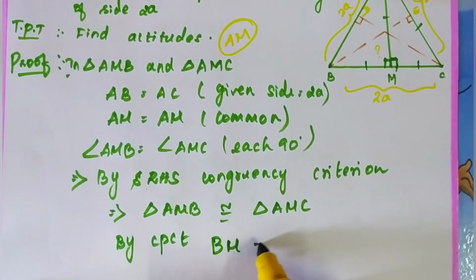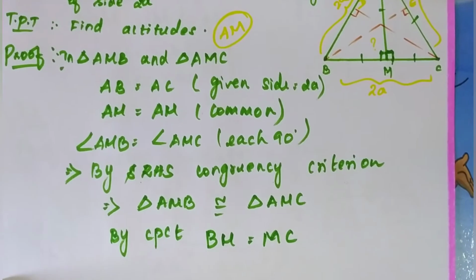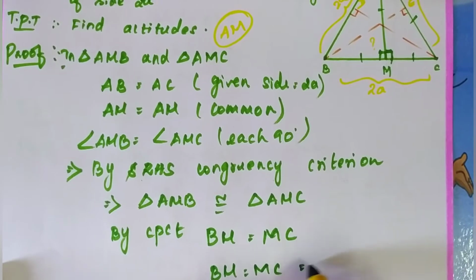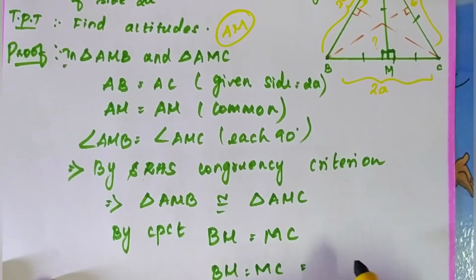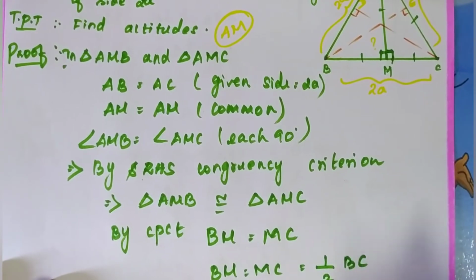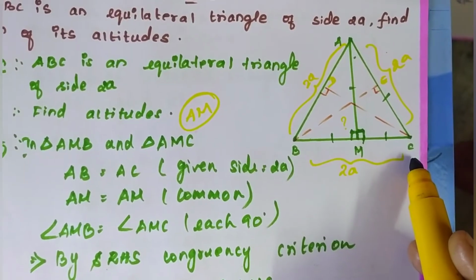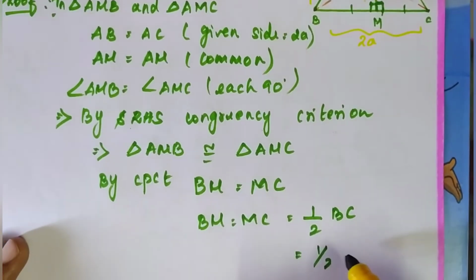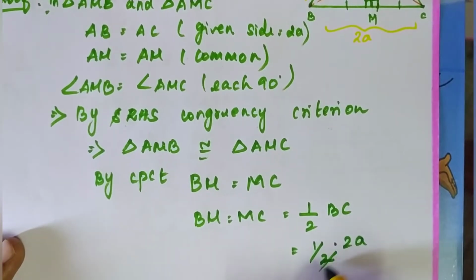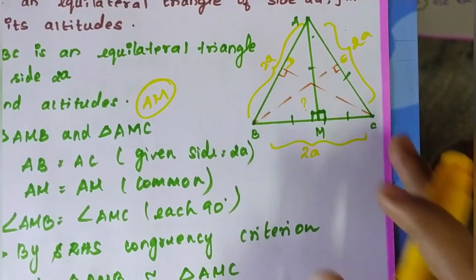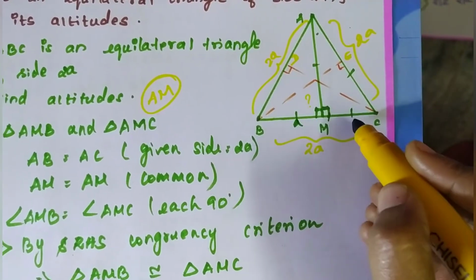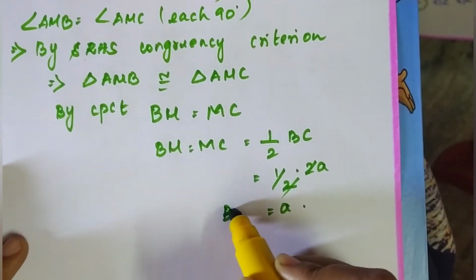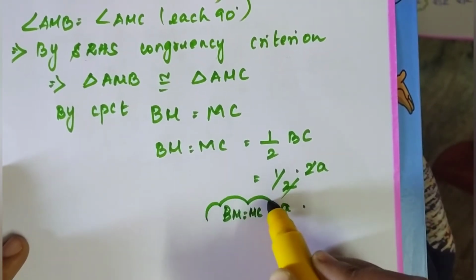That is, BM is equal to MC. BM is equal to MC is equal to half BC. Clear? BM is equal to half of BC. Instead of BC, I can write 2A, so half is A. Since the full side is 2A, this is A and this one is A. So now BM is equal to MC is equal to A.